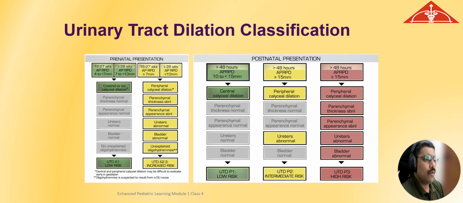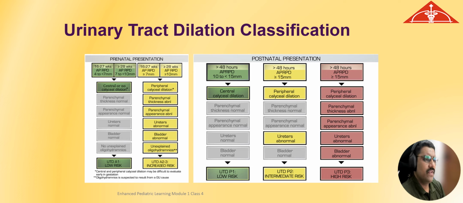And if it is more than 15 millimeters with ureters abnormal, it needs more frequent monitoring. And if there is a suspicion of a lesion warranting a voiding cystourethrogram, then antibiotic prophylaxis needs to be initiated.